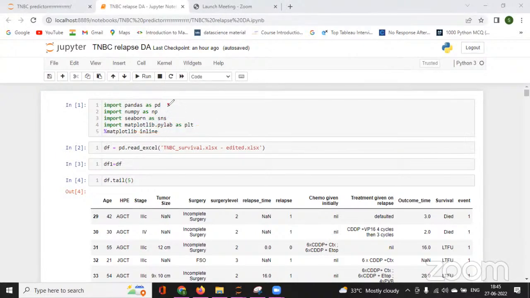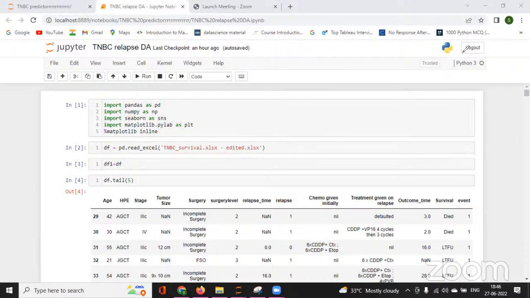Why are we importing pandas? Of course, in order to do data manipulation. If you want to change anything, you can do it using pandas only. And numpy for mathematical calculation, and Seaborn for visualization. So this is our data set, TNBC survival.